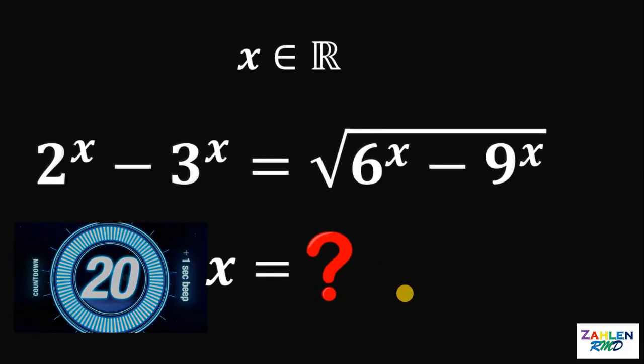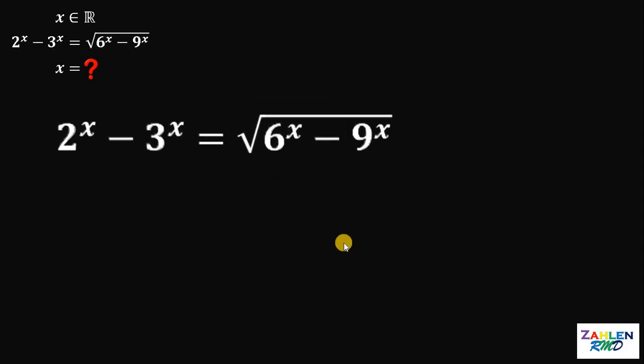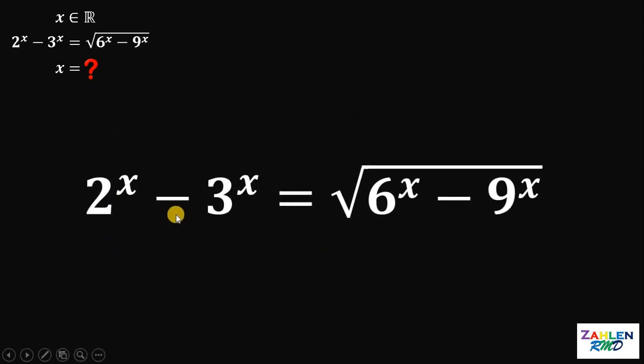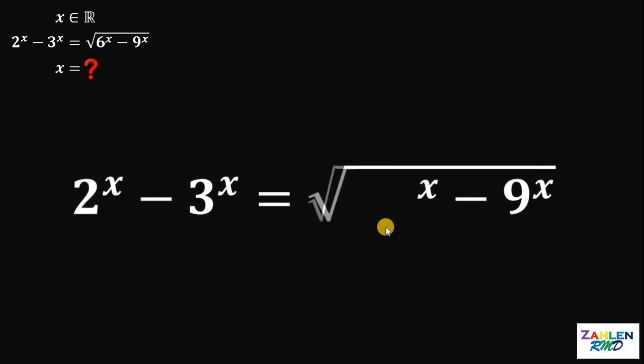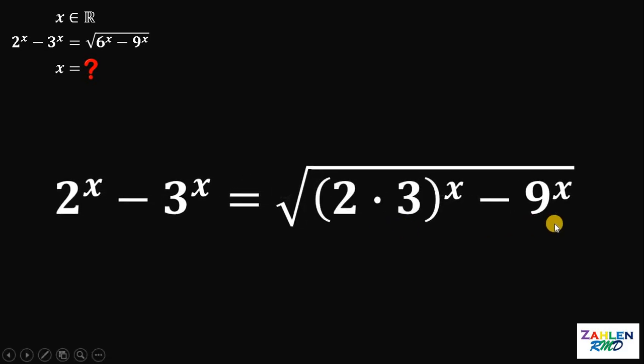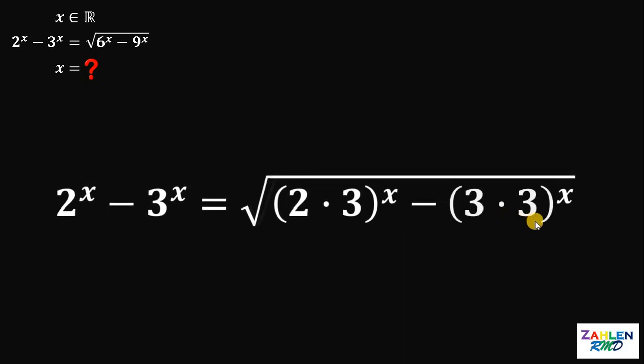Time's up. Now let's answer this question together. First thing to do is to get our given equation. We have 2 raised to x minus 3 raised to x equals square root of 6 raised to x minus 9 raised to x. Now first thing to notice is this 6 can be written as 2 times 3, and this 9 is just 3 times 3. Why do we do that? Because we have 2 raised to x and 3 raised to x on the left side of our equation. Now at this point, we will use some laws of exponent.